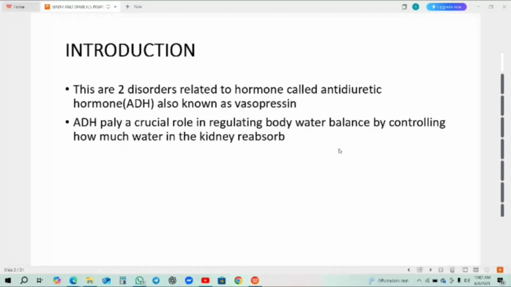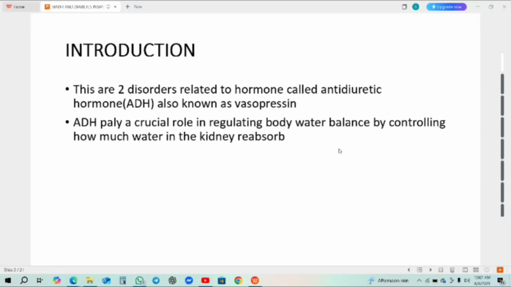So after ADH has been released into the bloodstream, that is the physiology. In short, that is the physiology part of ADH, how ADH is taken into the bloodstream. So let me start with SIADH.